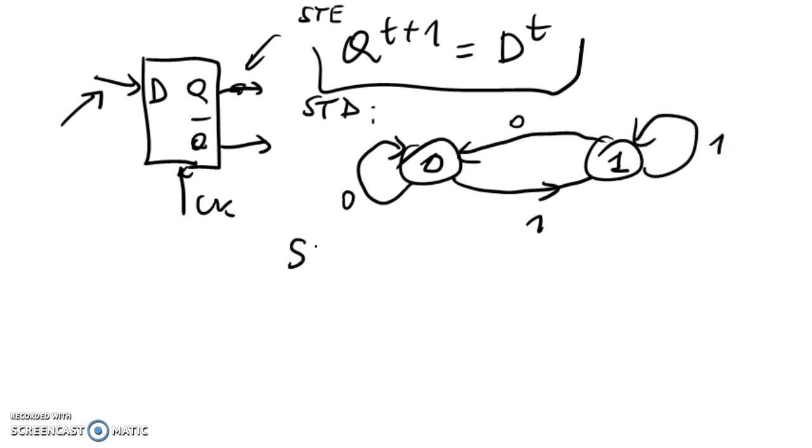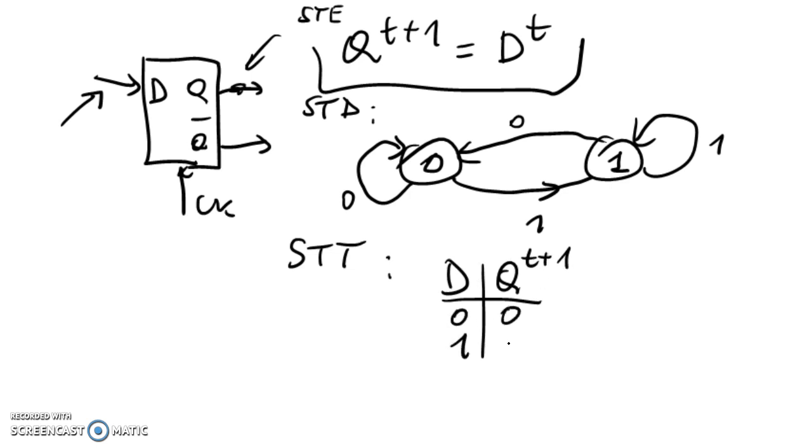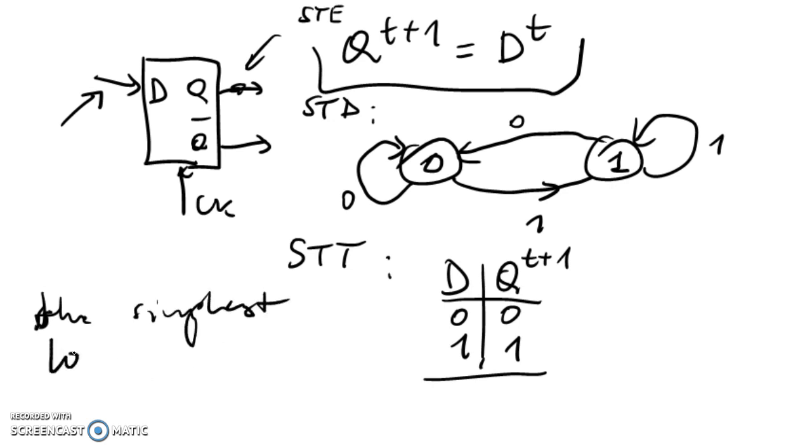And the state transition table is also very simple. D and Q of t plus 1 is the following. If you get 0, you'll get 0. If you put 1, you will get 1. That's it. This is the simplest latch or flip-flop.